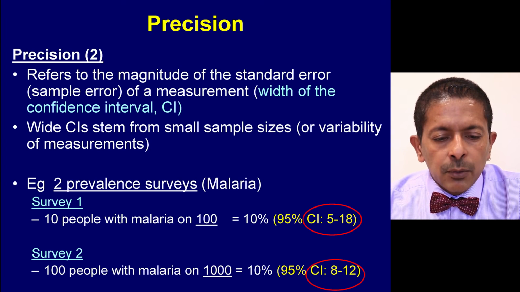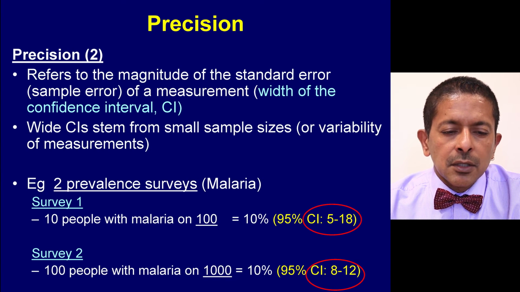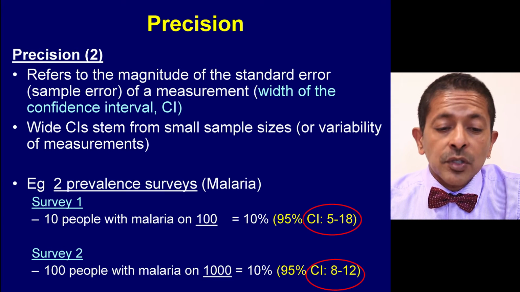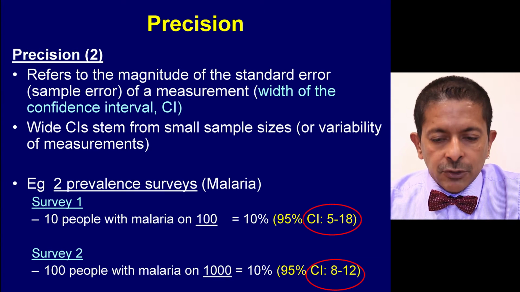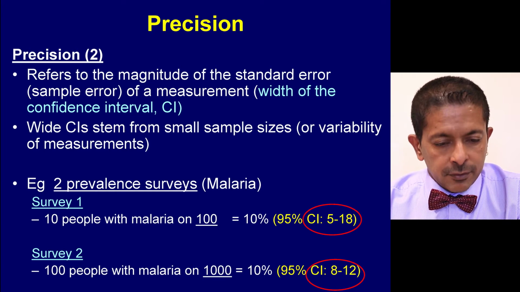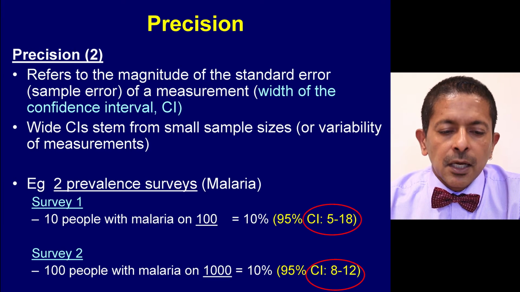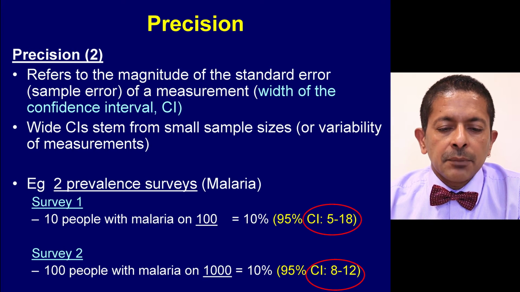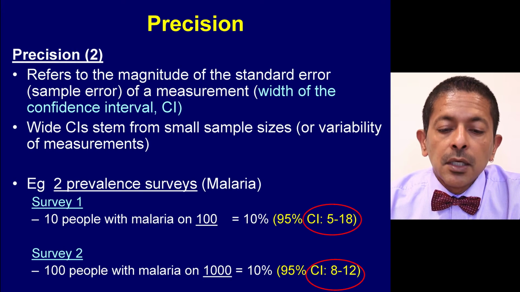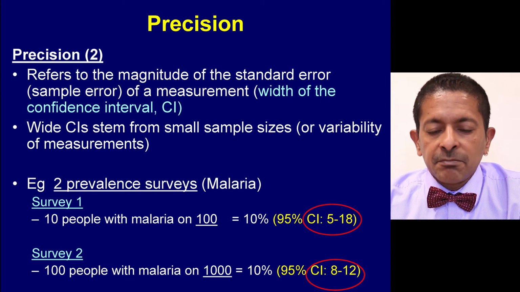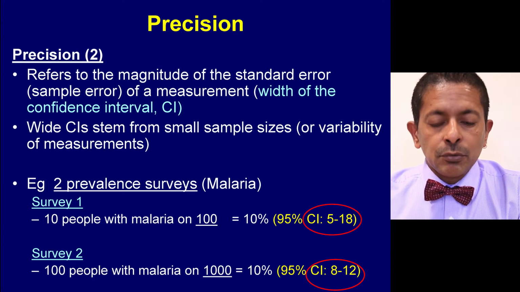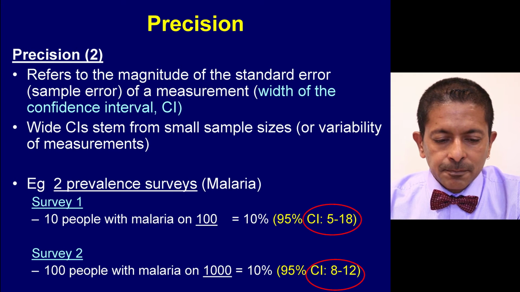The other way we use precision is the reference we make to the magnitude of the standard error or the sampling error of a measurement. Now, in other words, the precision is the width of the confidence interval. Now, wide confidence intervals stem from small sample sizes, and if you remember, I had said earlier on, with bigger sample sizes, you have better power, you will have better precision. And I'll demonstrate this with two examples.